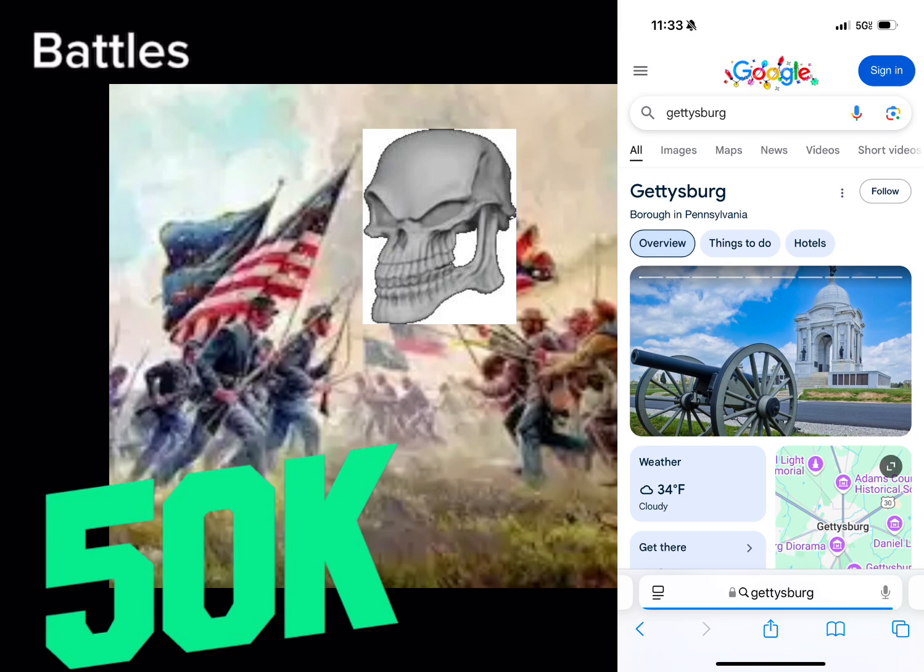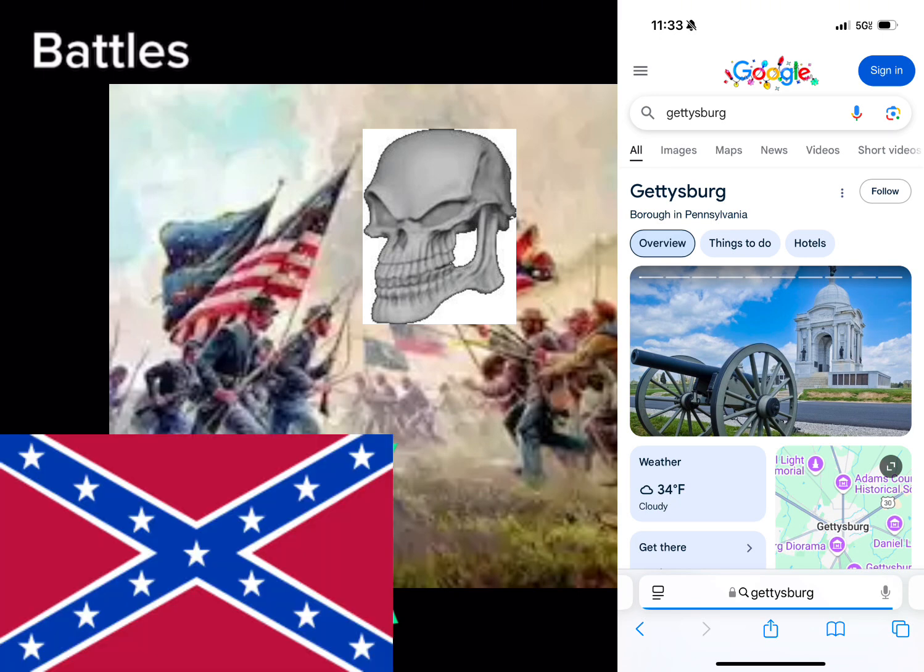Another important battle was the Battle of Chickamauga. The Confederates won a decisive victory, but the Union Army was able to retreat, leading to a long siege at Chattanooga, which ended in a Union victory.